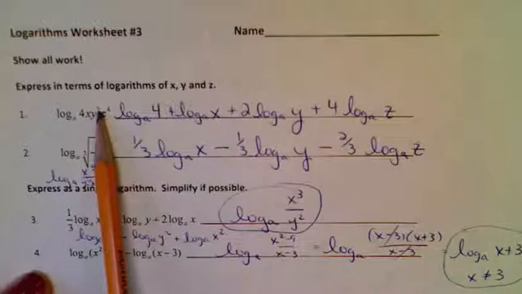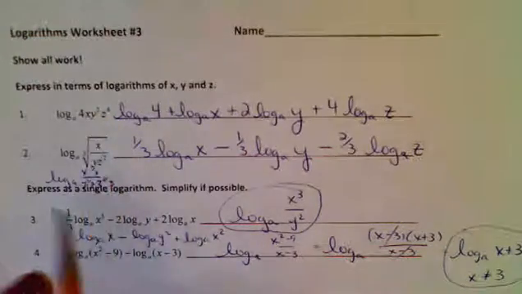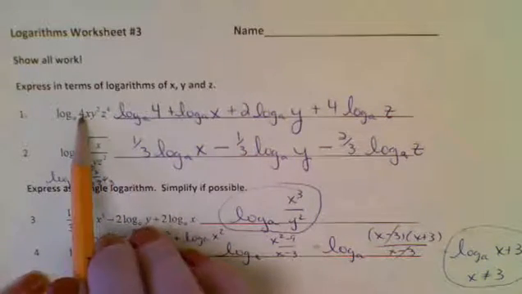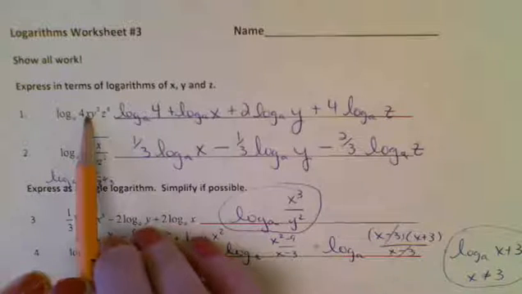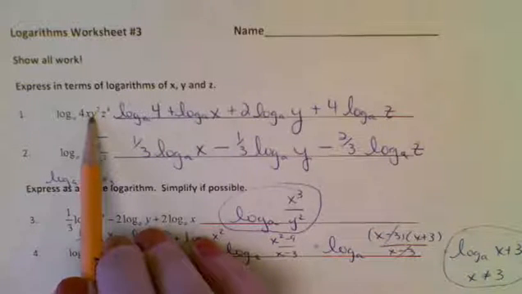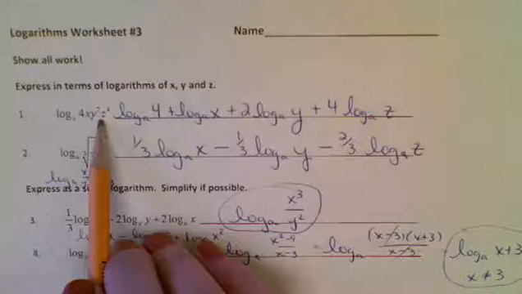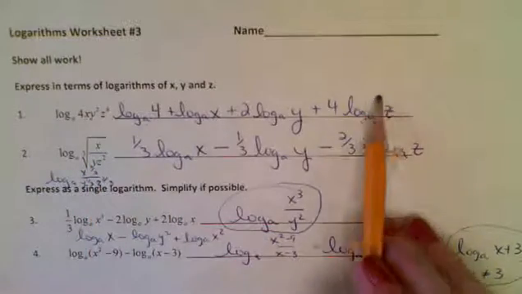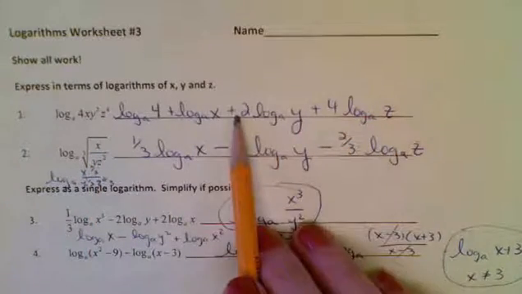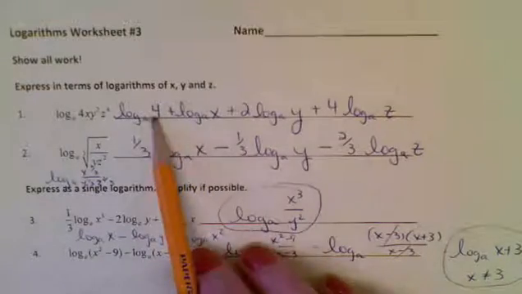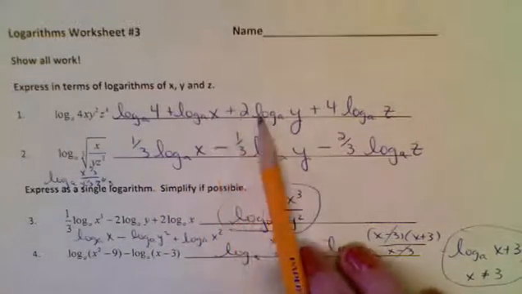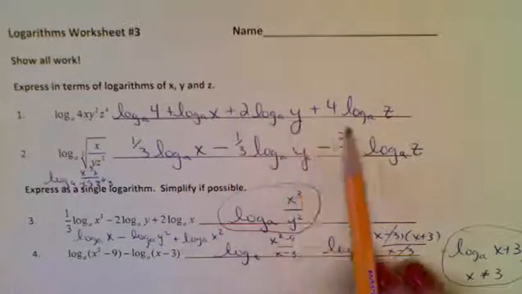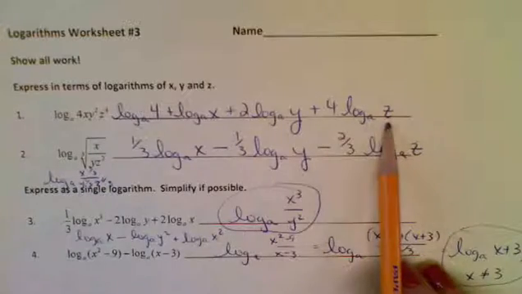Anything that's raised to a power, after you split it up as a product, so the log base a of 4 plus the log base a of x plus the log base a of y squared plus the log base a of z to the 4th, that power also has to come out front. So that's why you'll see log base a of 4, log base a of x, plus 2 log base a of y, and plus 4 log base a of z.